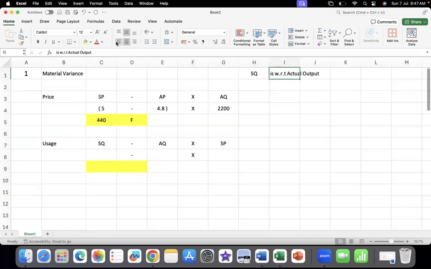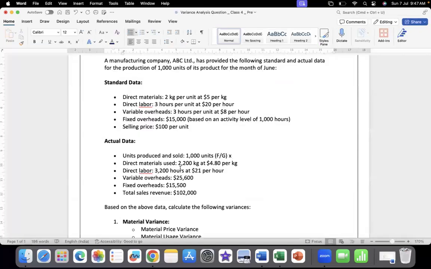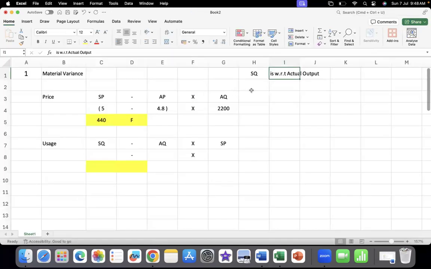So the actual output is an actual finished product. So actual finished product is 1000 units. So you basically ended up producing a finished product of 1000 units and you required 2 kg per unit of your direct material. So that basically makes it 2000. So standard quantity required is 2 kgs per unit and you ended up producing 1000 units. So if you just do a cross multiplication, you'll get 2000 kgs as your standard quantity.